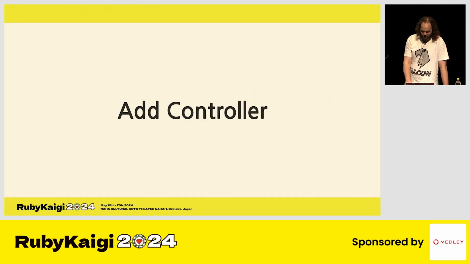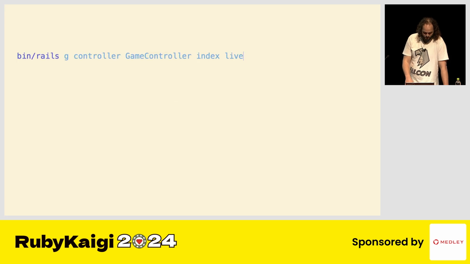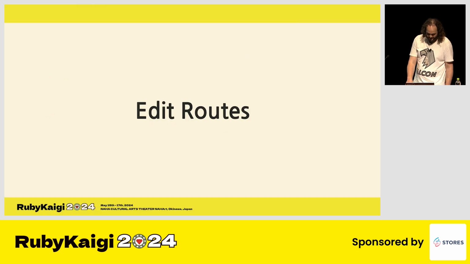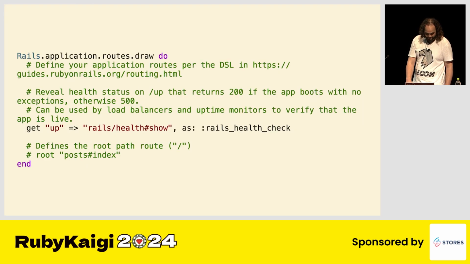Now let's add the controller for our game. We will use a Rails generator to create our game controller with 2 actions, index and live. We will also skip the default routes, as the routes we will want to add are completely different. So let's go and edit the routes file.